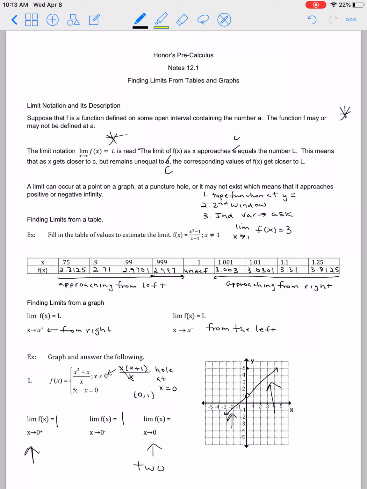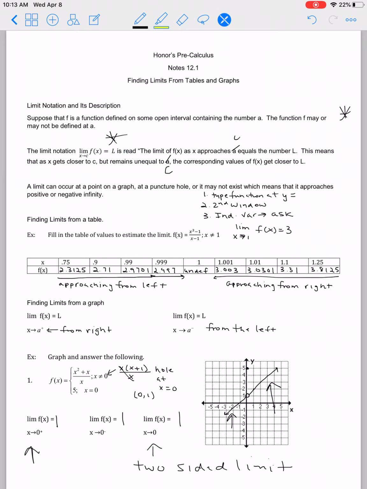Because the two one-sided limits are equal, this one has no directional sign. This is a two-sided limit, and in order for that to exist, both the right and the left have to be the same. So those are the same, so that's a 1. And we also see here that our limit occurs at a puncture hole.